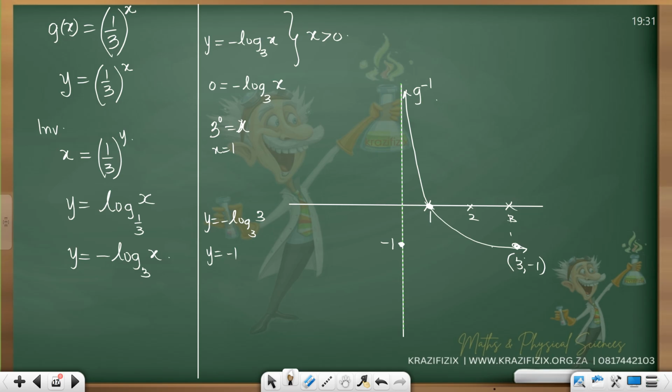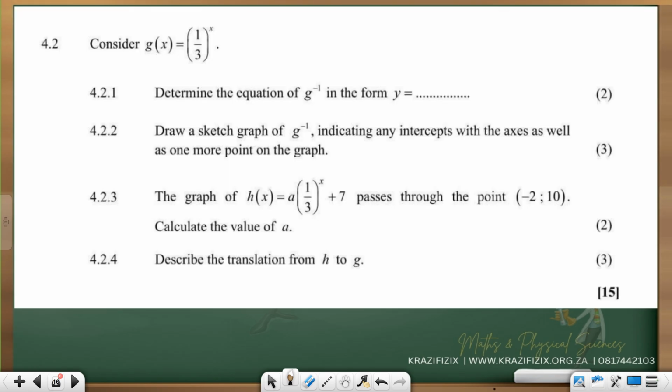You just need to quickly, this is where you move quickly. It's 2, 1, 1, 1 mark. We get those marks very, very quickly. I want us to spend the last 30 minutes on trigs. Look at this. The graph of h of x passes through that. Determine the value of a. Let's walk through this quickly, everybody.